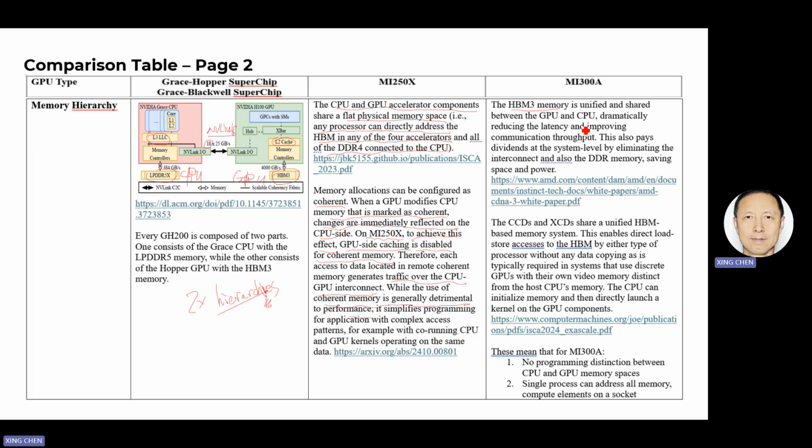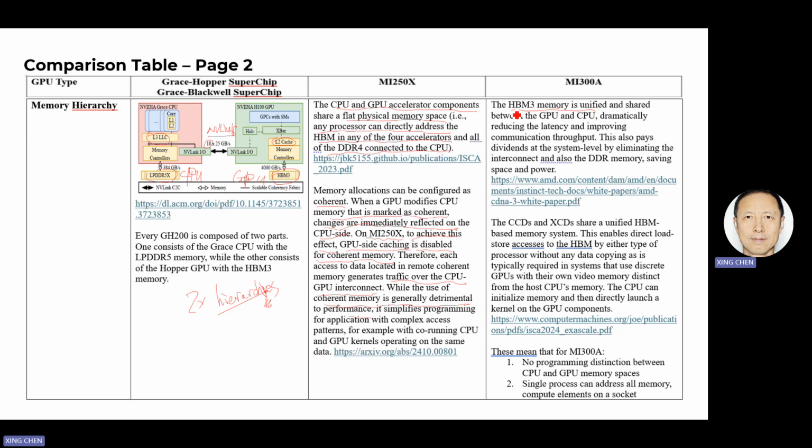But we just need to be careful, because unified memory has also been used by Nvidia, by CUDA, and that means something else. But for MI300A, the unified memory means it's really unified. It's hardware and software unified.